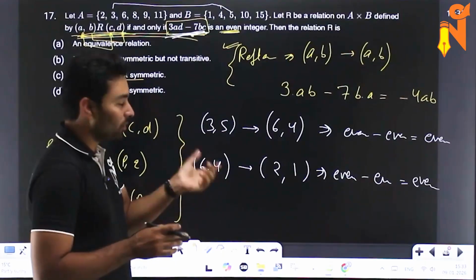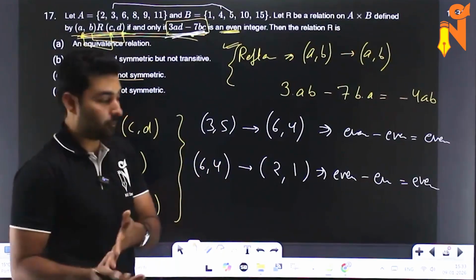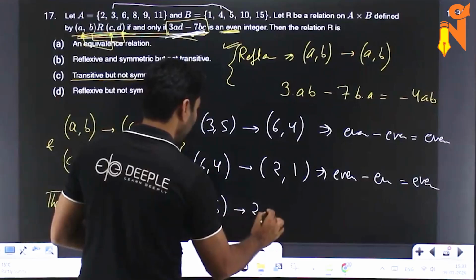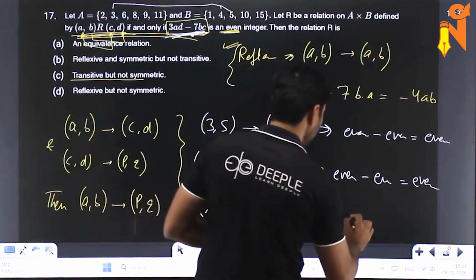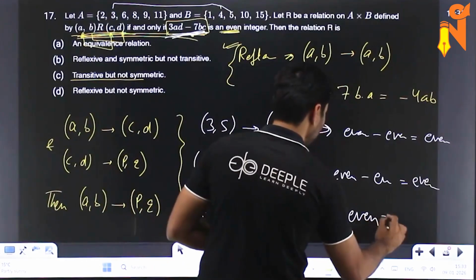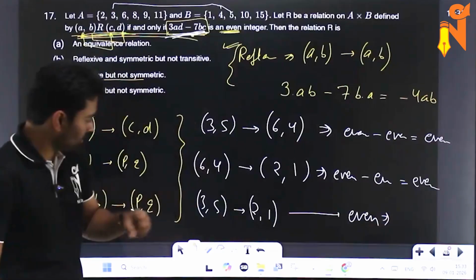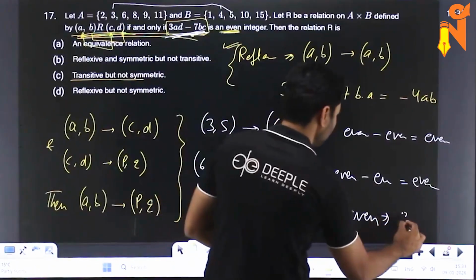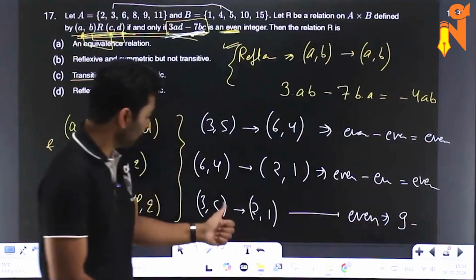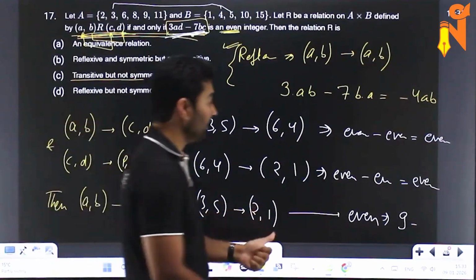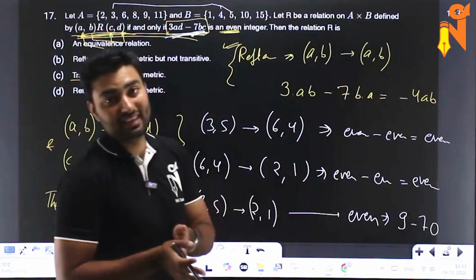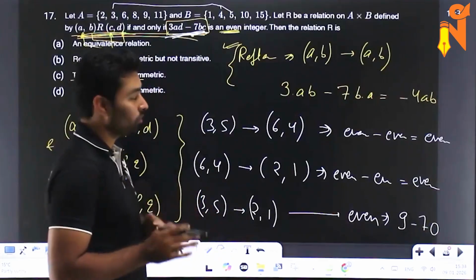No, I will pick a different example. So it will take time. So (3, 5) to (2, 1). This should be even. Let's check it. 3 times this into this, how much? 9. Minus 7 times this into this, how much? 7. But this is not even. That means this is not transitive.